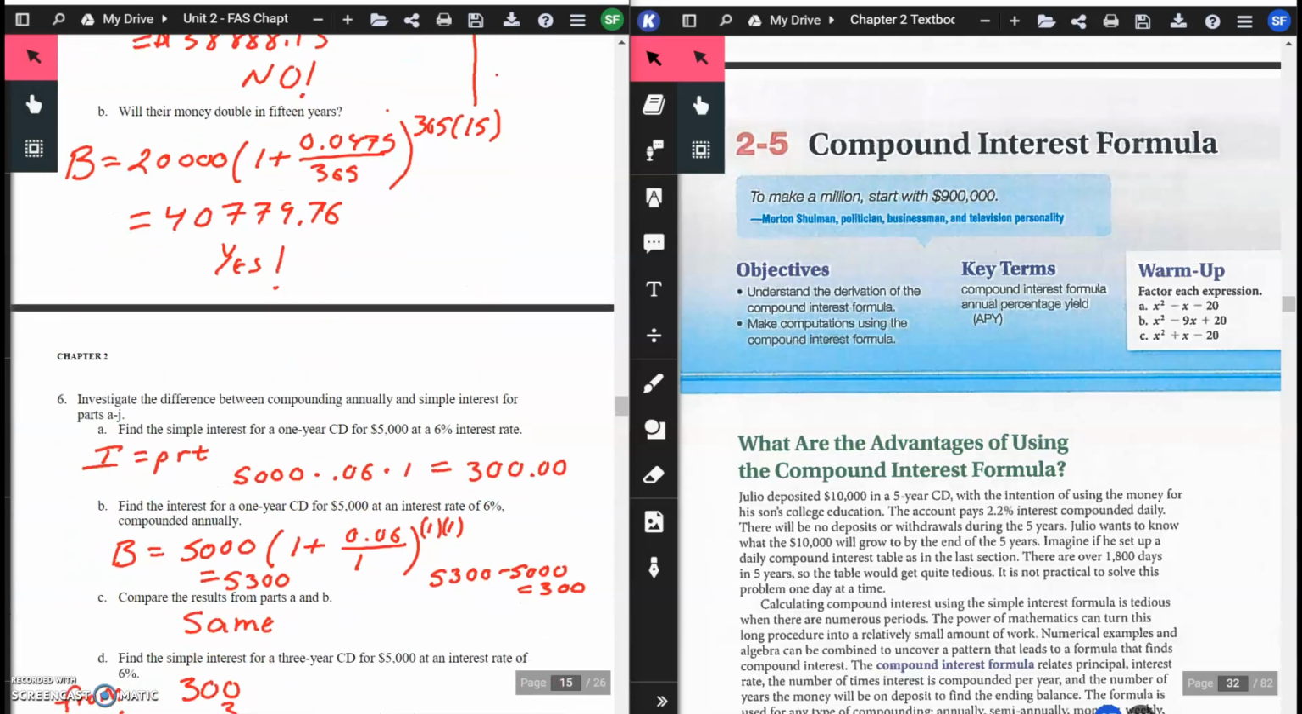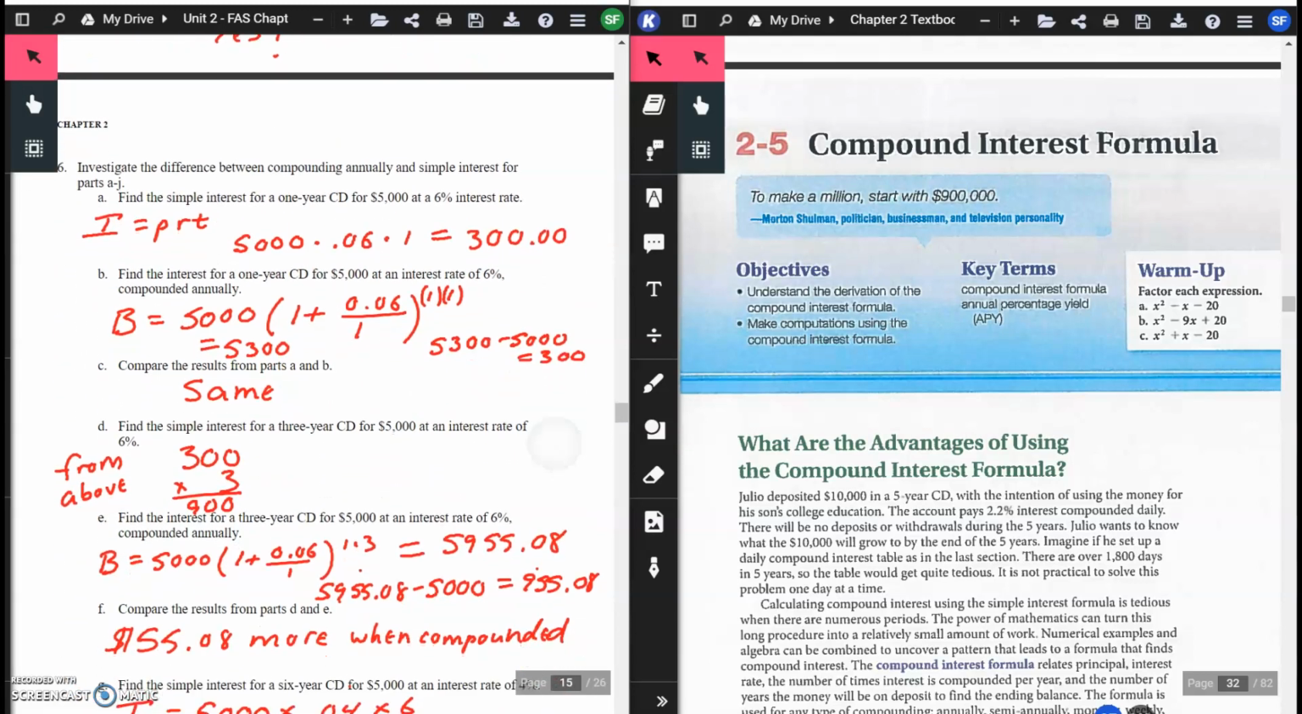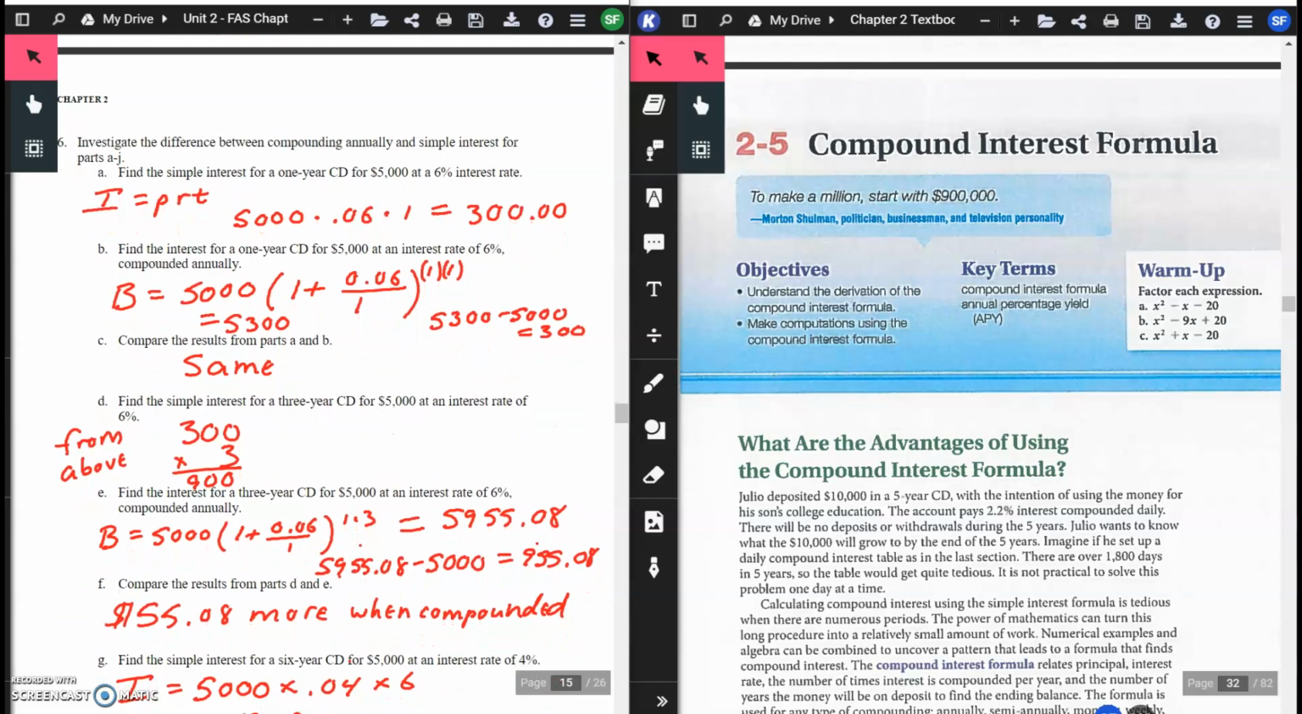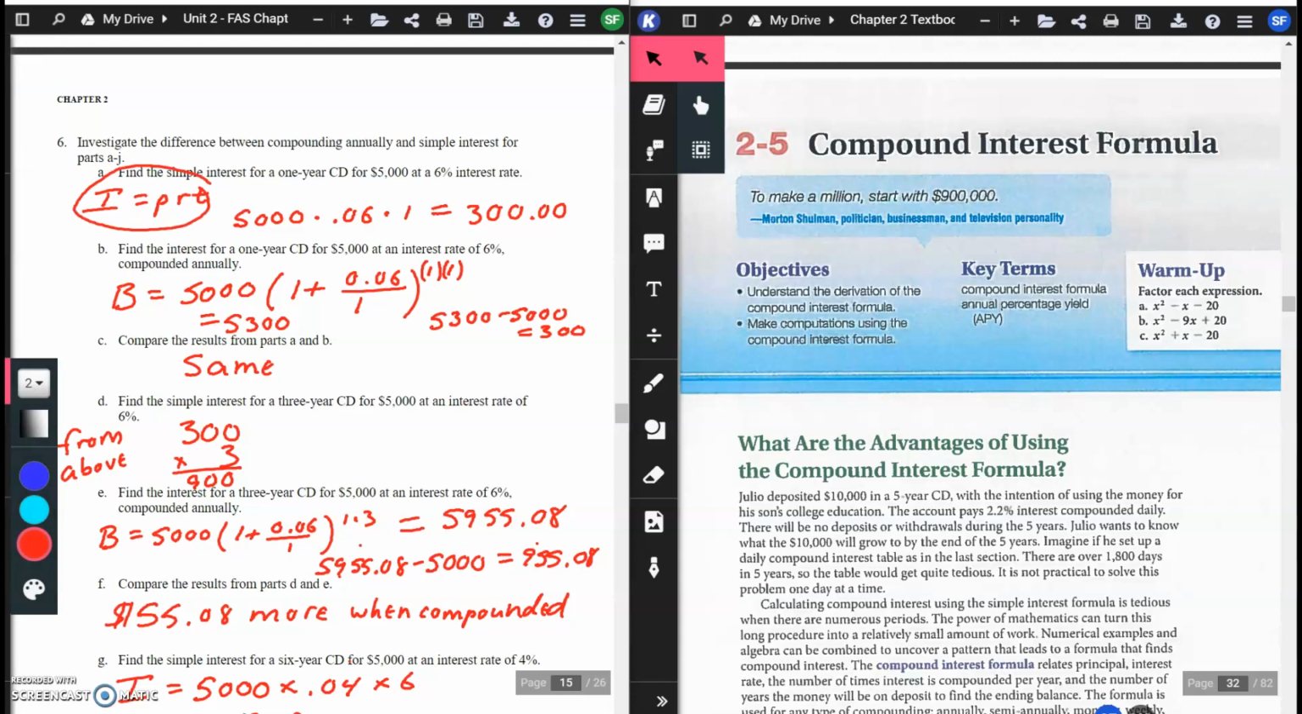Number 6. Investigate the difference between compounding annually and simple interest for parts A through J. Find the simple interest. The simple interest formula is I equals PRT. So you have 5,000 at 6% for 1 year. P is 5,000, 6% as a decimal is 0.06, times 1 for T. That gives you $300. Find the interest for a 1-year CD, $5,000 at an interest rate of 6% compounded annually.